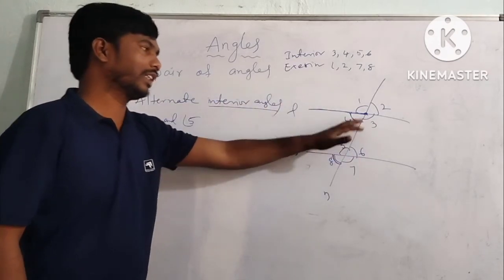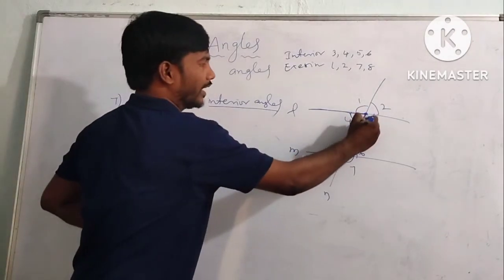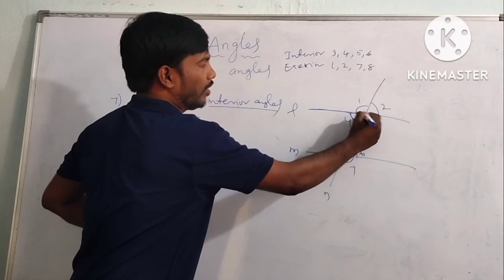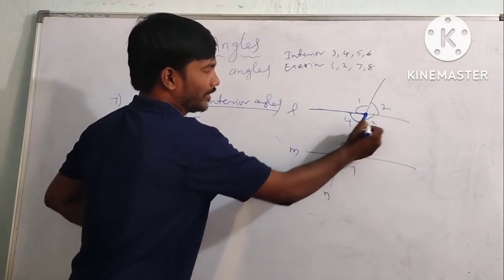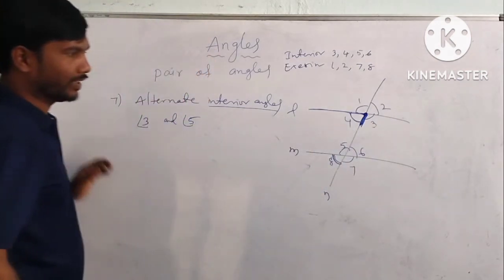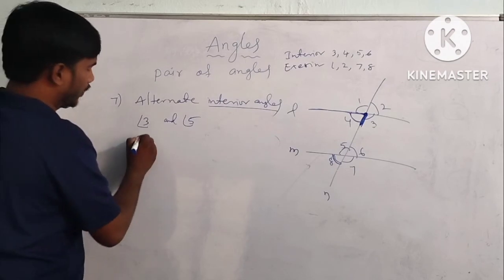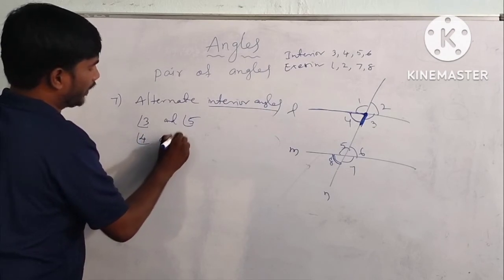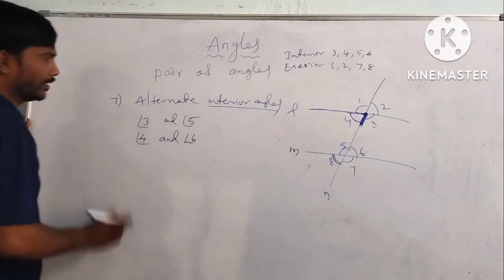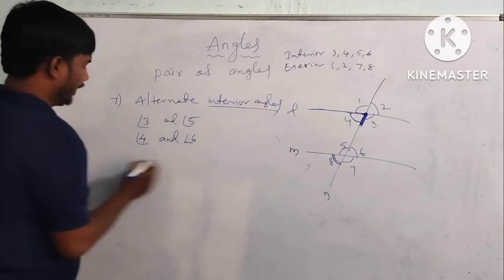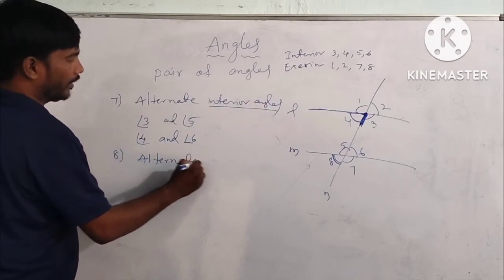Because 3 and 4 are adjacent. Adjacent means they share a common side. See, here and here, common. They have a common vertex. But 3 and 5 don't have any common vertex, just a line is there. So 3 and 5 are alternate interior angles. Angle 4, what is the alternate interior angle to angle 4? Automatically angle 6. These all are alternate interior. Next, alternate exterior.